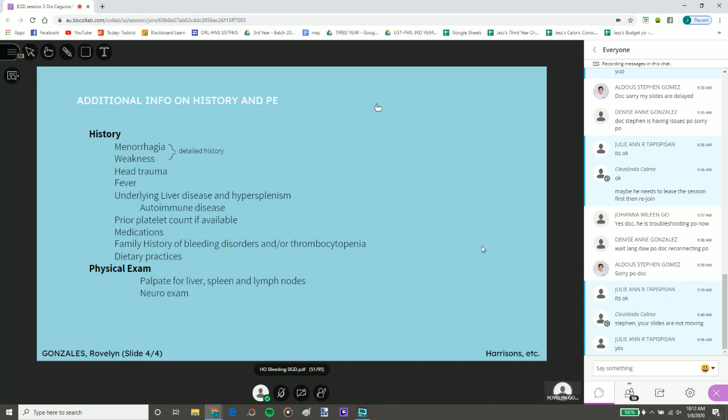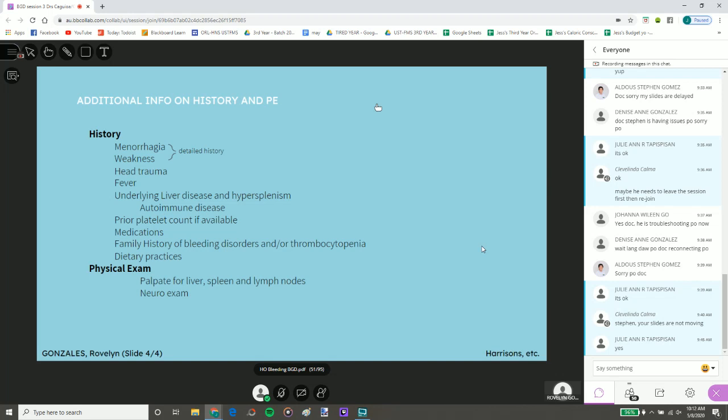Next would be medications, as discussed earlier, and then family history of any bleeding disorder or thrombocytopenia. Lastly, for the questions that had to be asked for history, the dietary practices, whether the patient is vegan or there's an excessive zinc ingestion or any bariatric surgery, which could also cause thrombocytopenia.